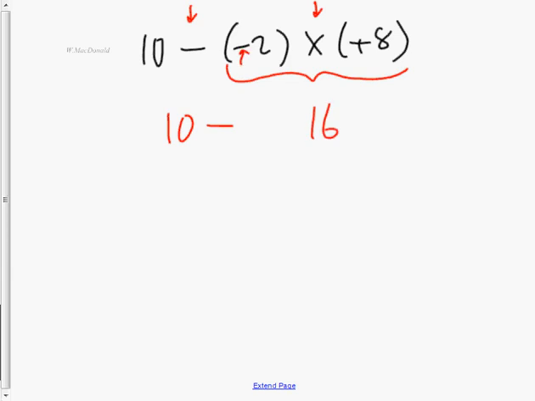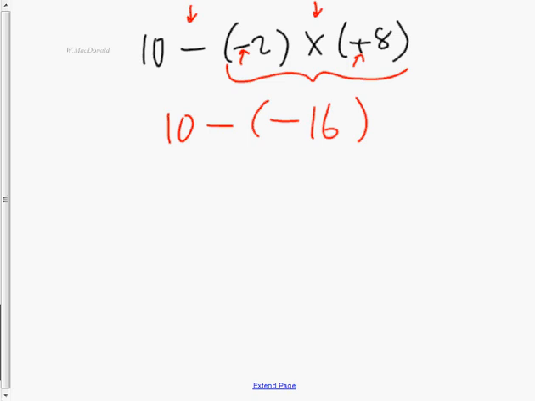A negative multiplied by a positive, they are different signs, which means the product of those two numbers is negative 16. So 10 take away negative 2 times 8 is the same thing as 10 take away negative 16.